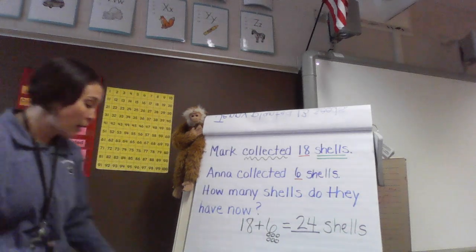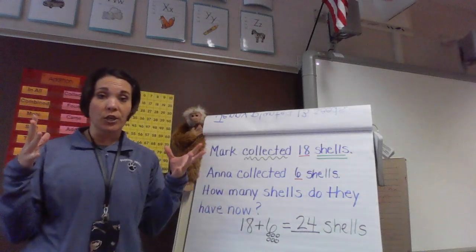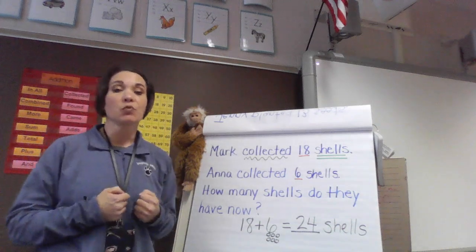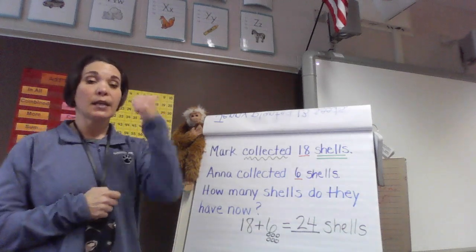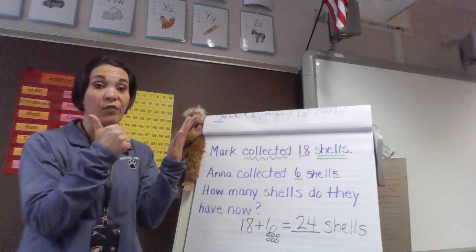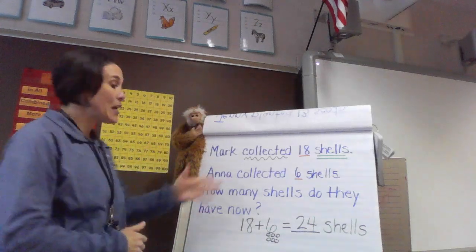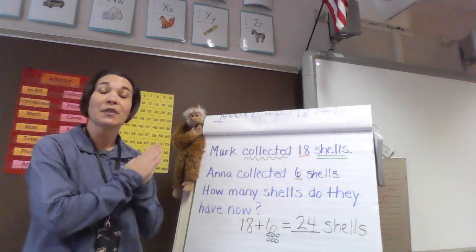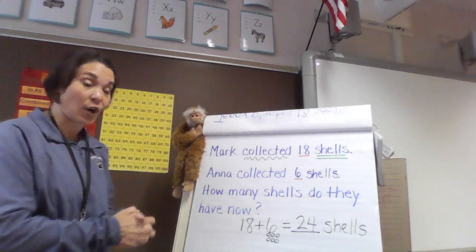If you don't want to draw a picture, maybe you just want to use your fingers, 18 in your brain, count on 6 more. So 18, 19, 20, 21, 22, 23, and 24. So we did 3 different ways and we still came to the same total. We still came to the same sum, which is the answer.